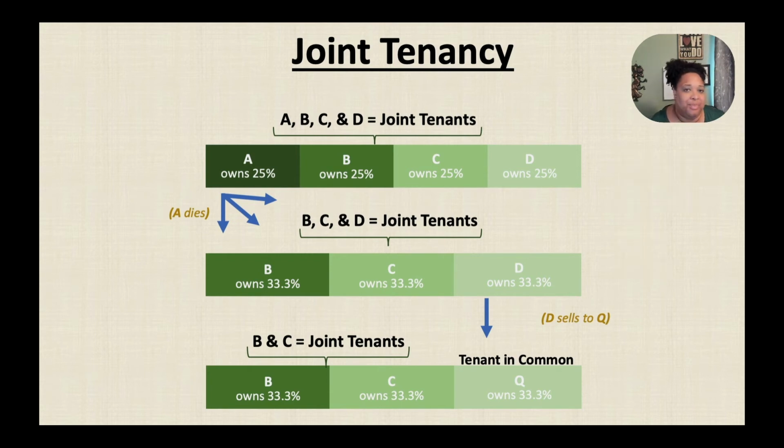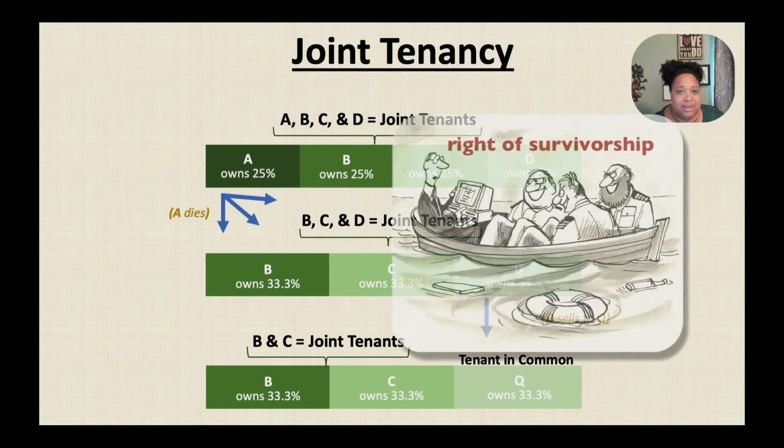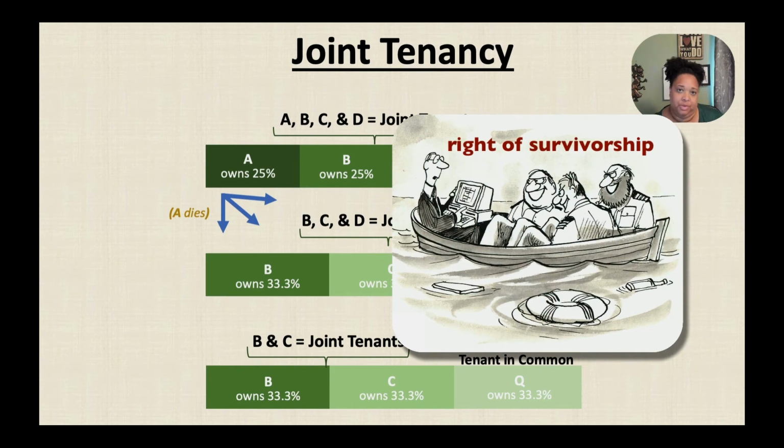Now that seems a little complicated. Why would we want to do this? Because joint tenancy is the way to get the right of survivorship. The right of survivorship is the idea that when you have four people like A, B, C, and D, if you're joint tenants, then your ownership interest when you die doesn't go to your heirs. It goes to the remaining owners.